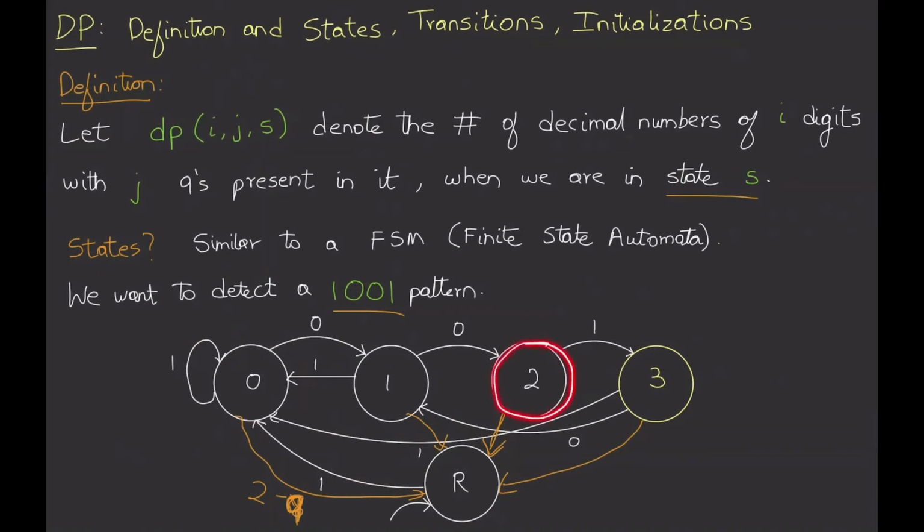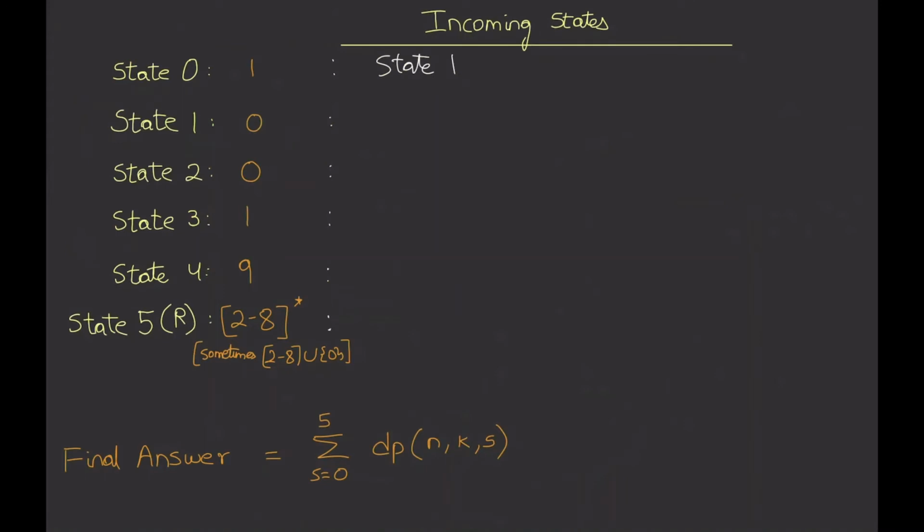Similarly, from state 2, can I reach state 0? This is a little bit tricky because if I'm at state 2, that means I have seen a 1 0 0. Now if I see a 1, based on the state diagram, I move to state 3 and not 0. So I can never reach state 0 directly from state 2. Hence we cannot write state 2 over here. But if I was at state 3 and if I see a 1, then I can actually go back to state 0. So that means I can reach state 0 from state 3. So let me write that down.